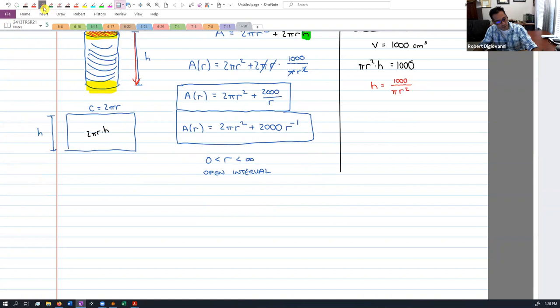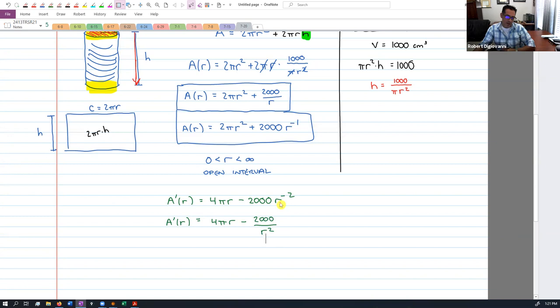So my derivative is, let's see, 4 pi r minus 2,000 r to the negative 2. That's just some power rule stuff. I'm going to rewrite that as 4 pi r minus 2,000 over r squared. That's just dropping that r to the negative 2 down.